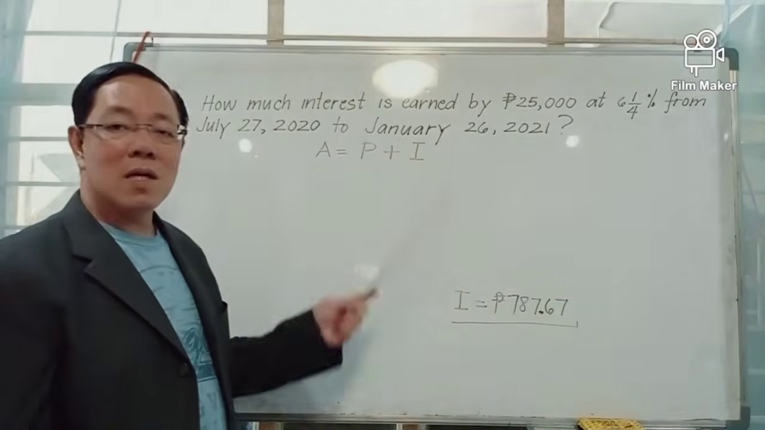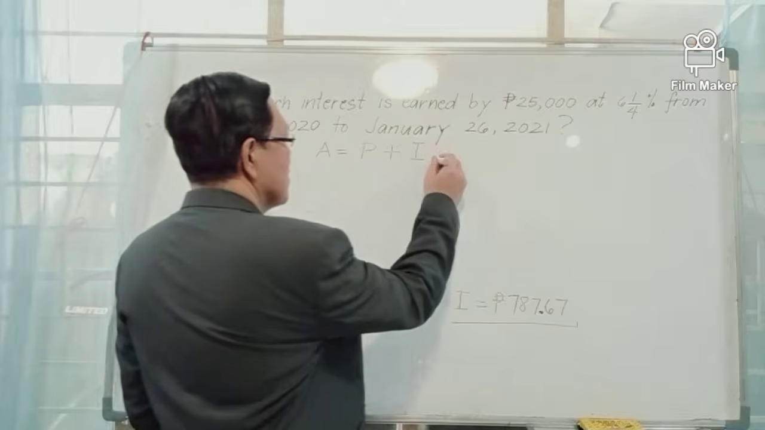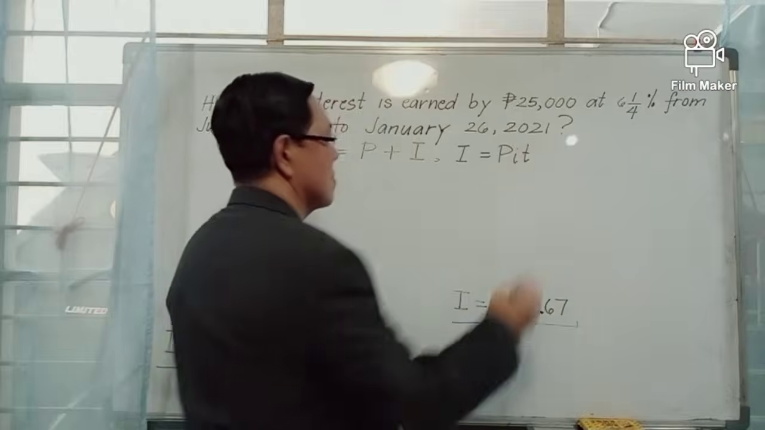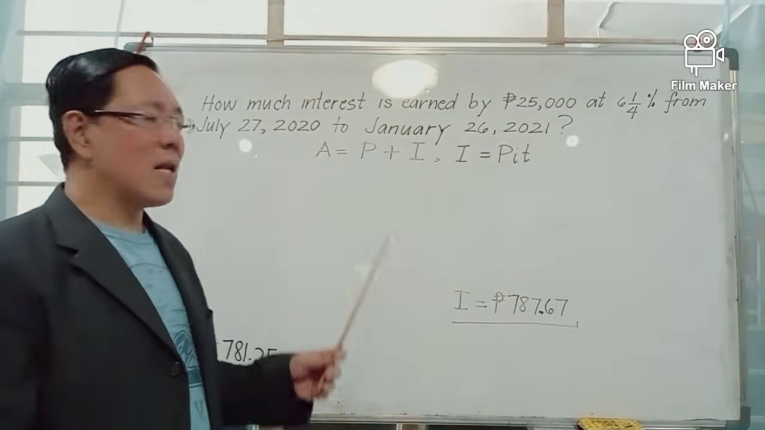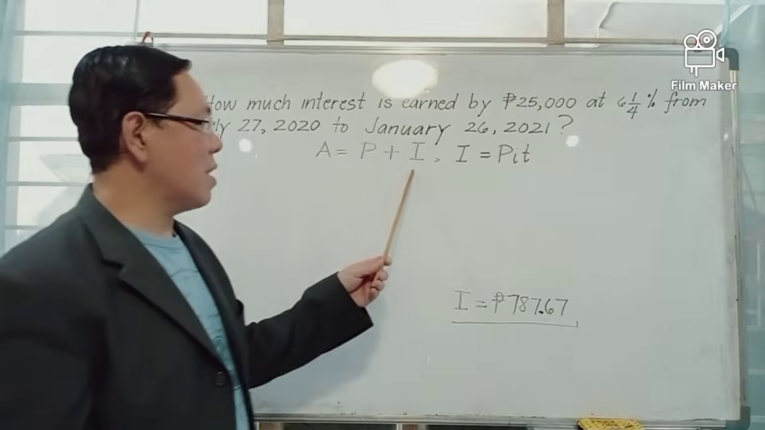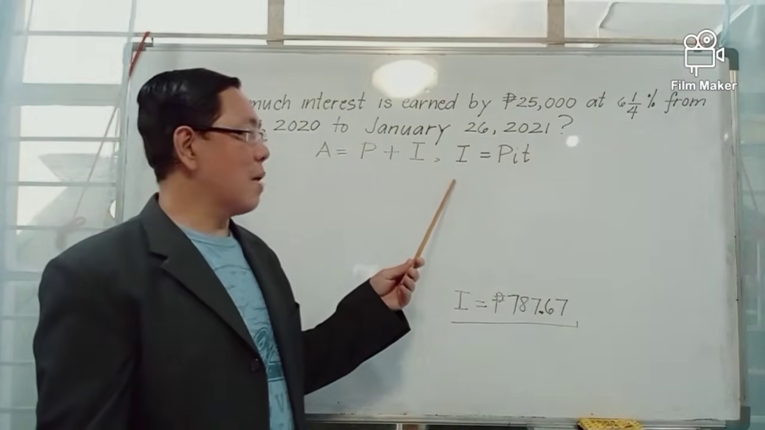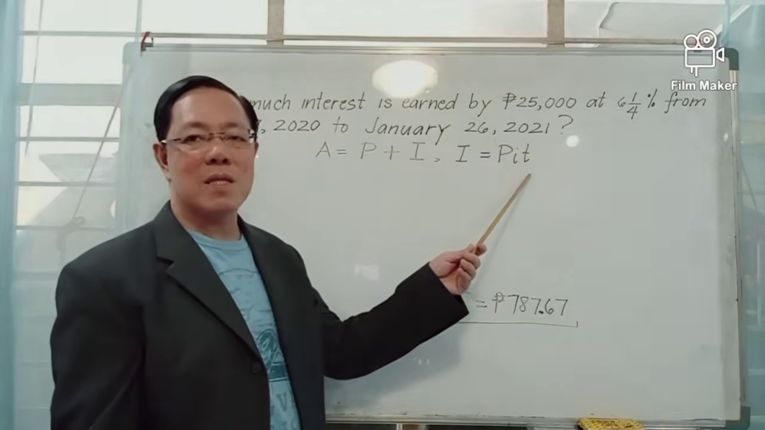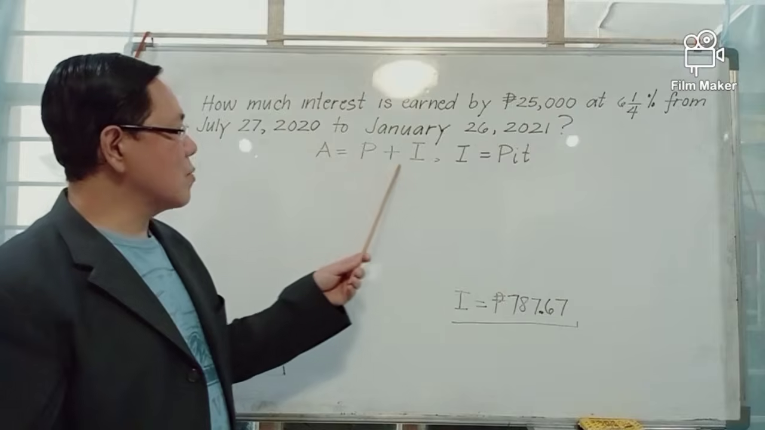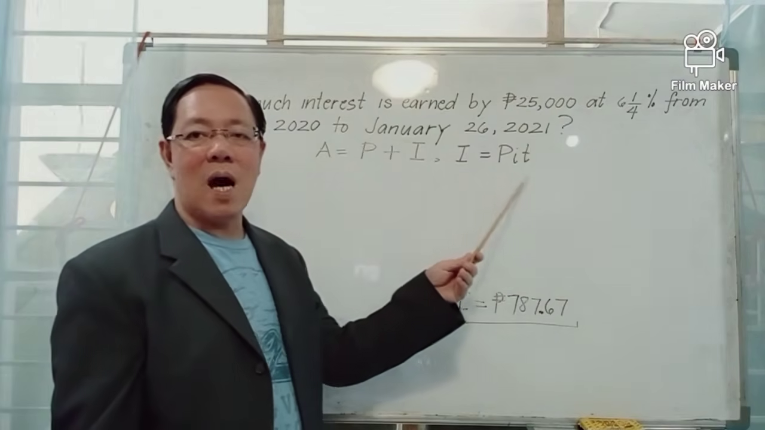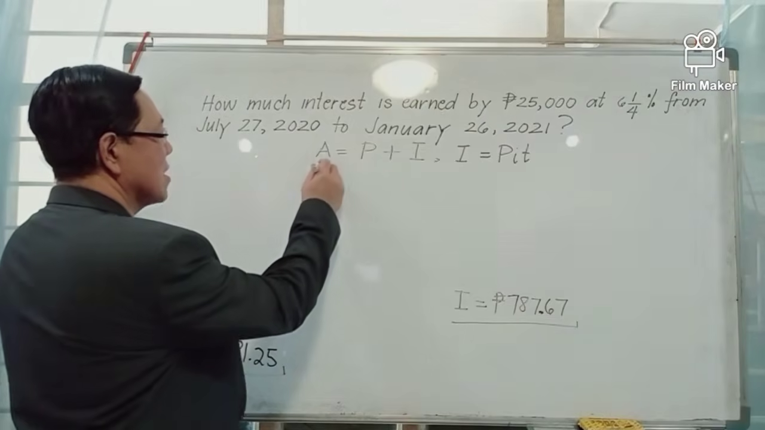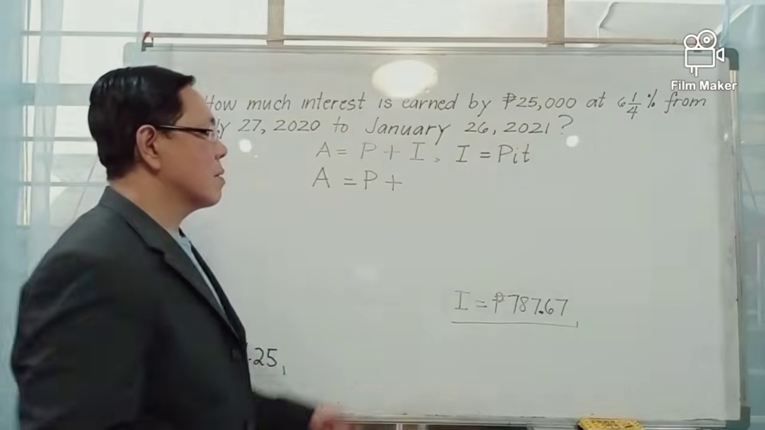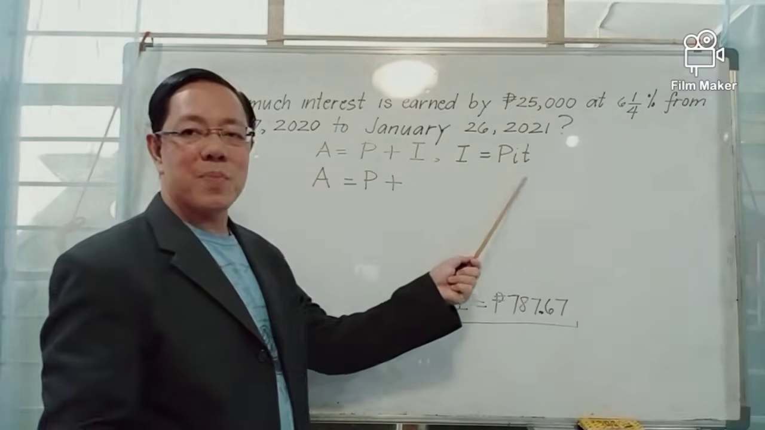But in computing the amount of interest, we use the formula capital I equals PIT. Accumulated value A equals P plus capital I, the amount of interest, but the amount of interest is given by principal multiplied by interest rate multiplied by time. Now, in this equation, we replace capital I with PIT. And we get A equals P plus I equals PIT.